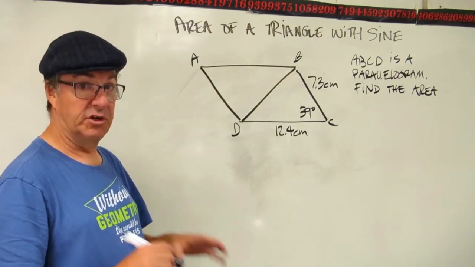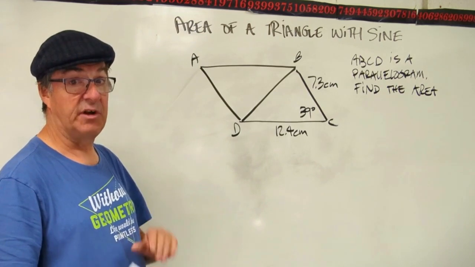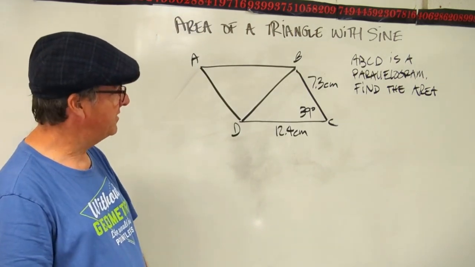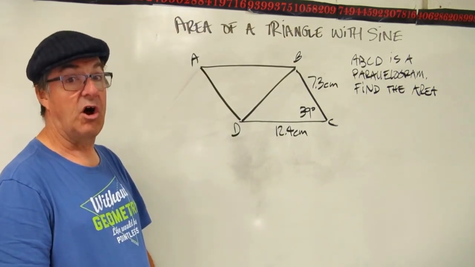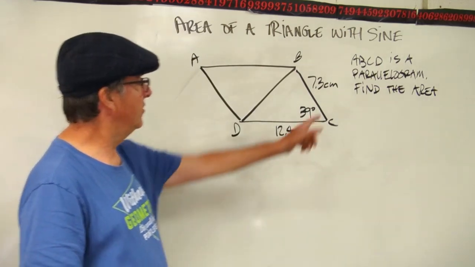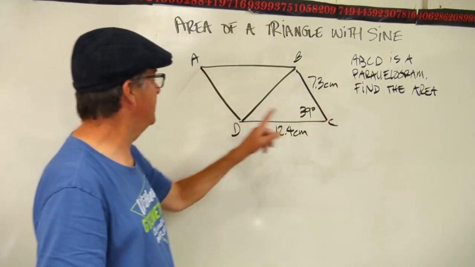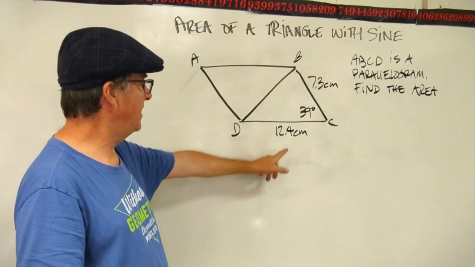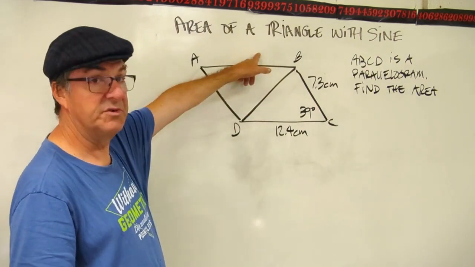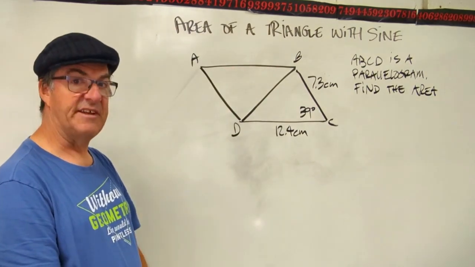Parallelograms have certain properties. Opposite sides are parallel. That doesn't help us so much. But opposite sides are also equal. So this side, BC, is 7.3, so is AD. And then if DC is 12.4, so is AB. So that starts to get us somewhere.